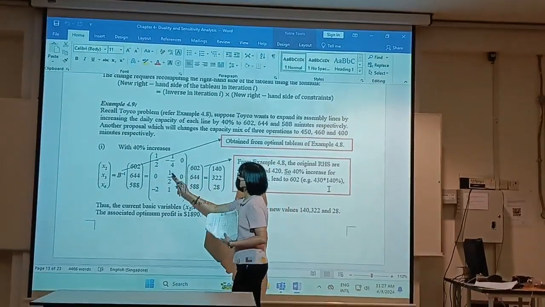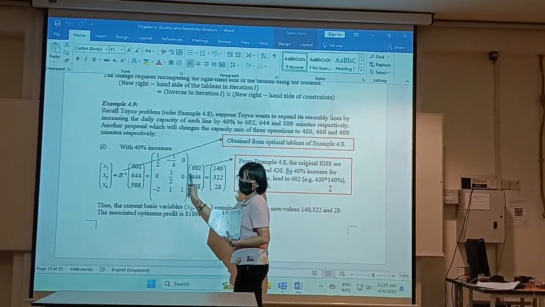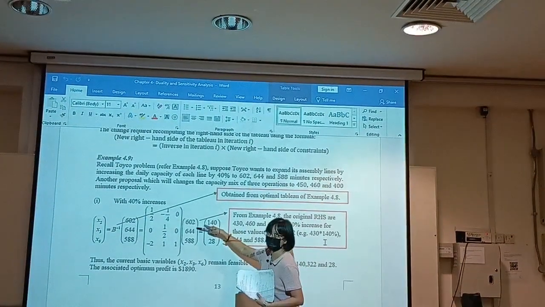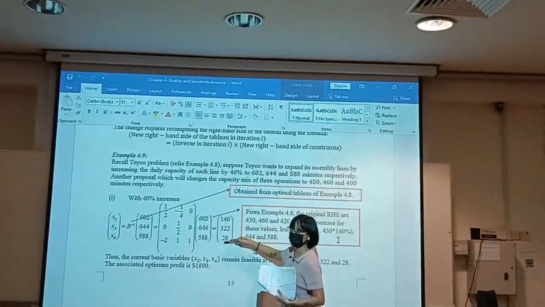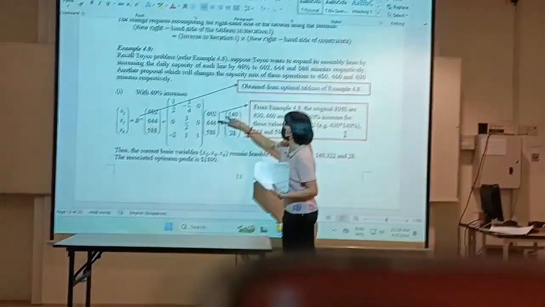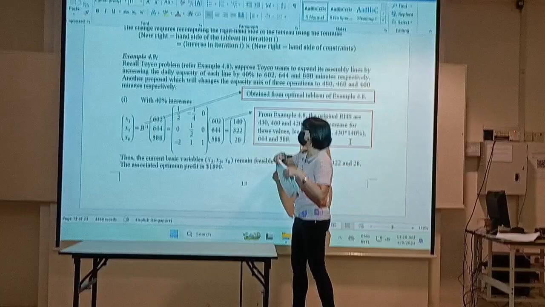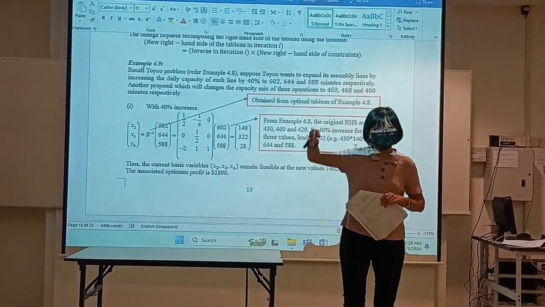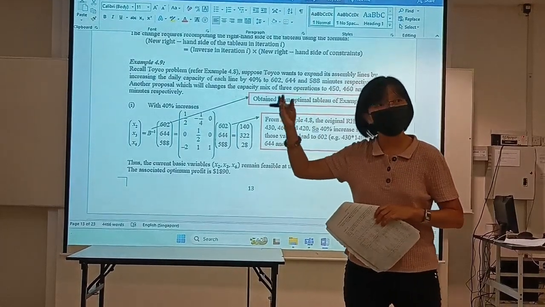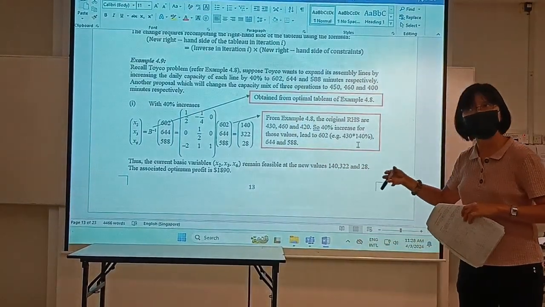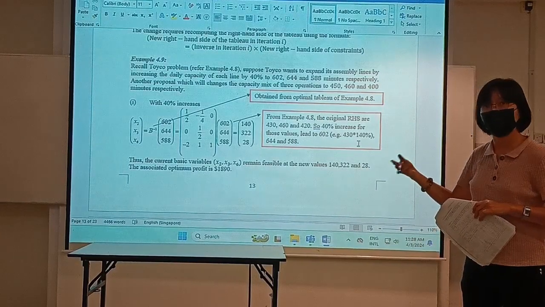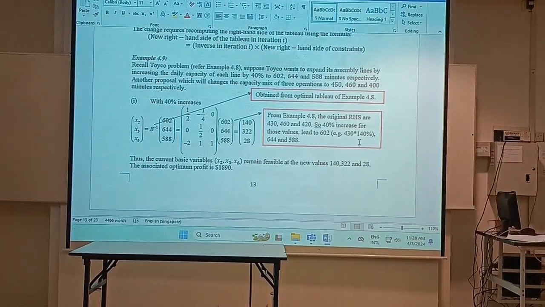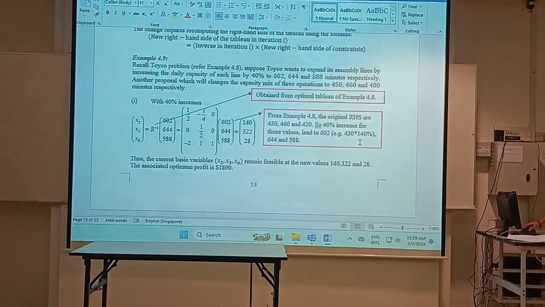However, if after some multiplication one of the values here, let's say the first value, is negative 140, and the other two remain positive, then the current solution is no longer feasible. If any value is negative, it means the feasibility is lost, and we have to use the dual simplex to recover the feasibility. So this is the first case of sensitivity analysis, changes of right hand side.